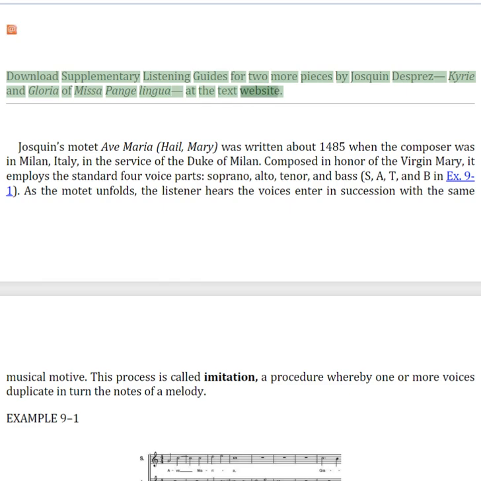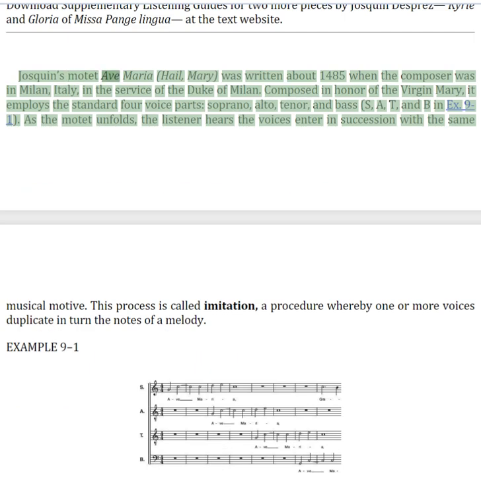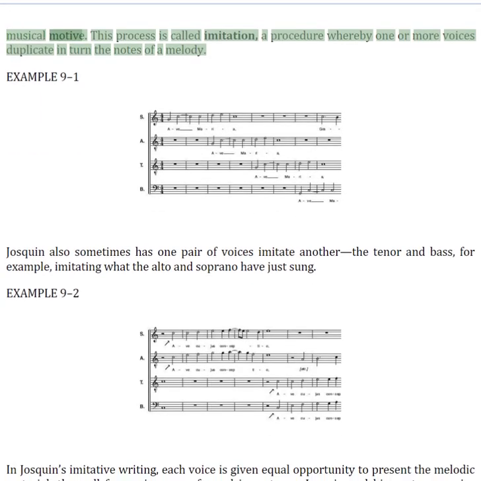Josquin's motet Ave Maria was written about 1485 when the composer was in Milan, Italy, in the service of the Duke of Milan. Composed in honor of the Virgin Mary, it employs the standard 4 voice parts, soprano, alto, tenor, and bass. As the motet unfolds, the listener hears the voices enter in succession with the same musical motive.